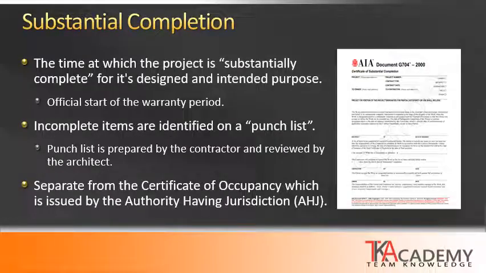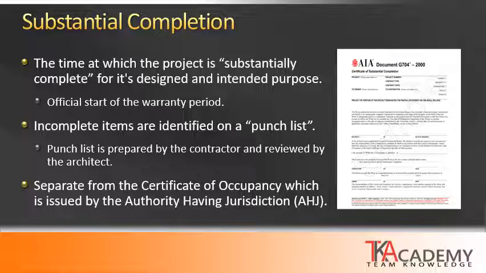The first inspection is called the substantial completion inspection. The purpose of this is to determine if the project is complete enough to the point of it being considered substantially complete based upon its design and intended purpose. The date of the substantial completion is determined by the architect and is the official start of the warranty period for both the project and all individual components of the project.